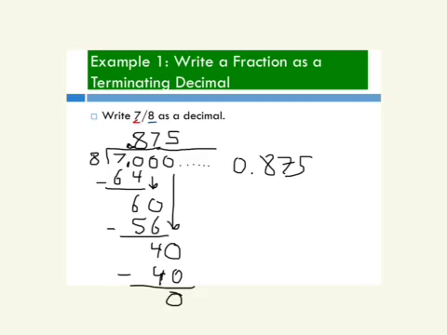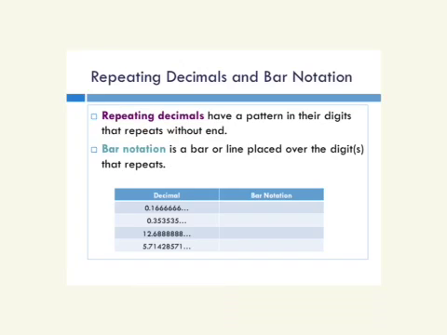So to repeat this, I did 8 times 8 to get 64. That's where this 8 came from. I did 8 times 7 to get this 56. That's where this 7 came from. And I did 8 times 5 to get this 40. That's where the 5 came from. And finally, it's terminating because no matter how many zeros I borrow, 8 is never going to be able to go into that. So it terminates.